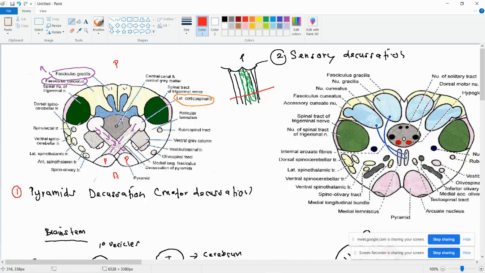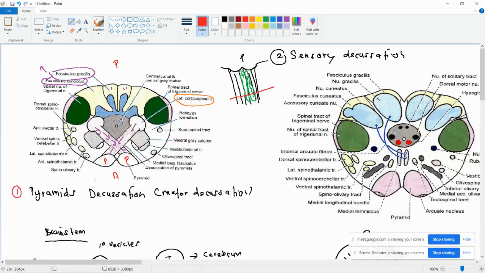Next, we move laterally. Again, I will not touch every structure here, but there are certain structures that are very, very important. Next, just lateral to the fasciculus cuneatus, because we are still talking about the posterior of your medulla oblongata.